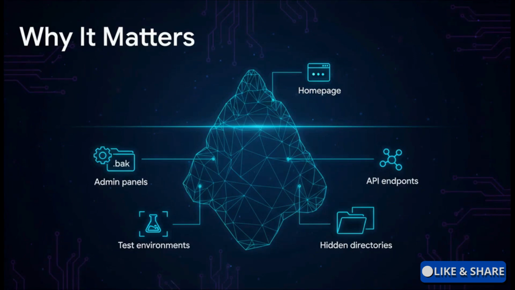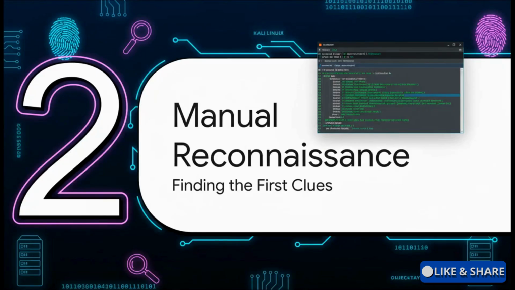And why should you care? Because what you see on the homepage, that's just the lobby. The real action is often happening behind the scenes. We're talking about restricted admin panels, forgotten backup files, old test environments that were never shut down. These are the exact kinds of weak spots attackers live to find, so we need to find them first. And so our investigation begins. We're going to start with the basics, using manual techniques to find those first few breadcrumbs. Think of us as detectives, dusting for fingerprints at the front door before we call in the heavy-duty gear.